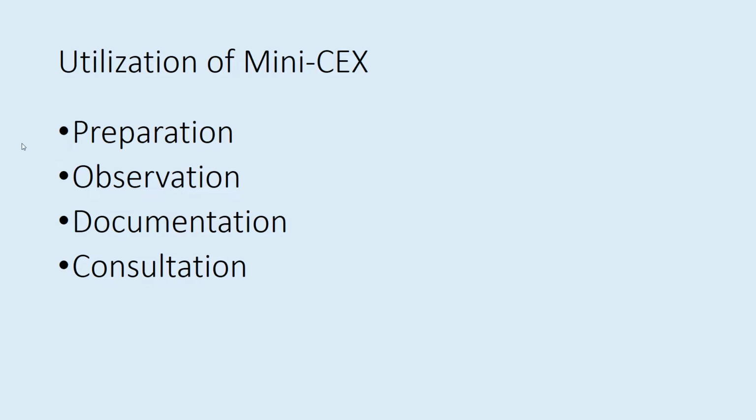Observation, evaluating the student's skill set and also the competency of the student. Documentation, making sure that we're putting in the scores, especially for the different competencies and the requirements of the competency. And then lastly, consultation. Again, this is not going to happen each and every time that we have an assessment, but if there is a major deficiency, or for the purpose of early assessment, we will need to have a consultation with the student.